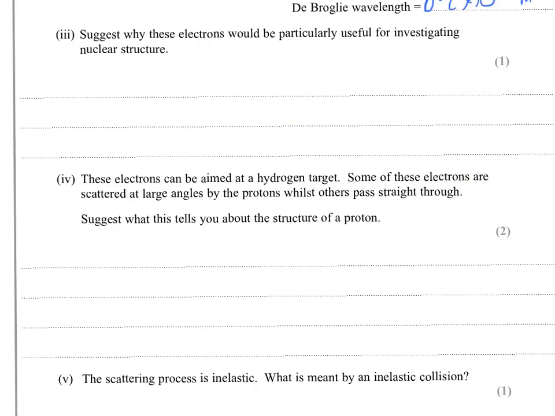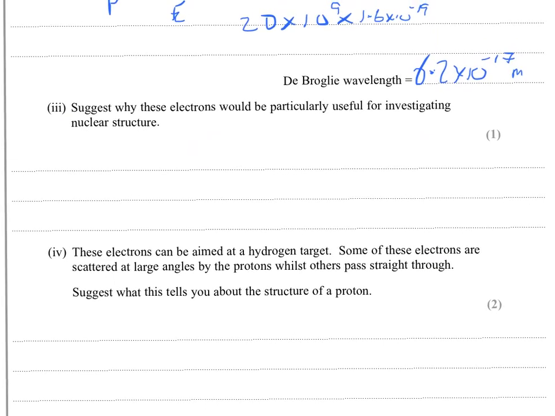Suggest why these electrons would be particularly useful for investigating nuclear structure. Well, you know, this diffraction question, these things have a tiny wavelength, and so they would be useful for probing the nature of what's going on inside a nucleus, because these are the kind of distances that we might come across. It's certainly smaller than the nucleus. Nucleus, remember, is around about 10 to the minus 14, so this is quite a bit smaller than that, and so that's why they would be useful.